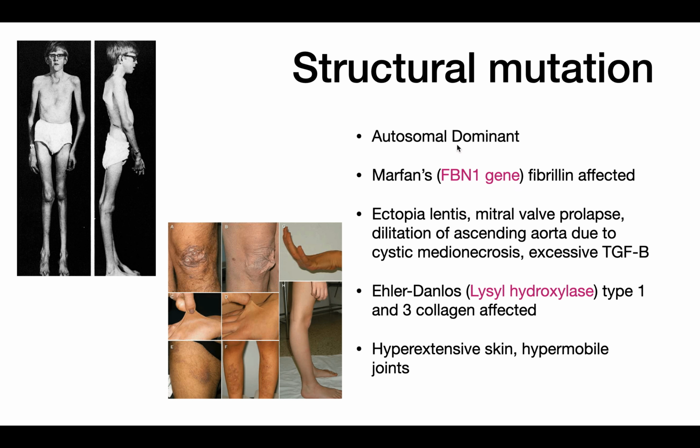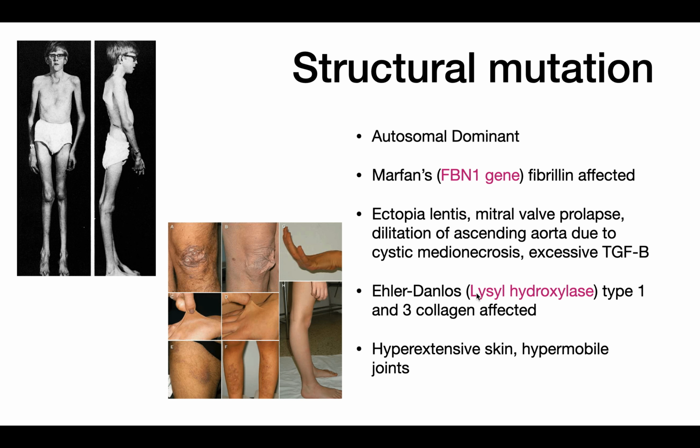Structural mutations are autosomal dominant. A well-known one is Marfan syndrome. FBN1 is going to be affected, and that's going to result in abnormal fibrillin. Problems that we need to be worried about are ectopia lentis, retinal detachment, mitral valve prolapse, dilatation of the ascending aorta. This is a problem because it can result in a dissection of the aorta, leading to sudden death.